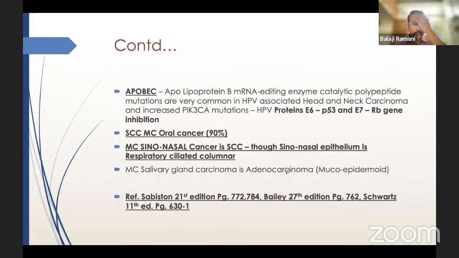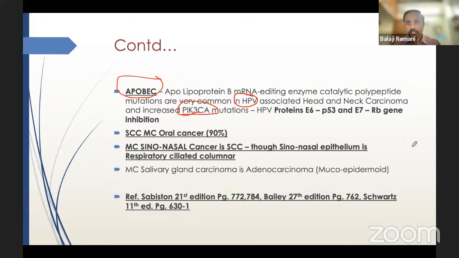So APOBEC stands for apolipoprotein B mRNA editing enzyme, catalytic complex. This is found to have a lot of mutations whenever the patient has an HPV related head and neck cancer. There are multiple members, APOBEC A, APOBEC C, and so on. Just remember that APOBEC changes can happen in HPV associated head and neck cancers. Along with this, you also get an increase in PIK3CA mutations. These two are very common in HPV related cancers.